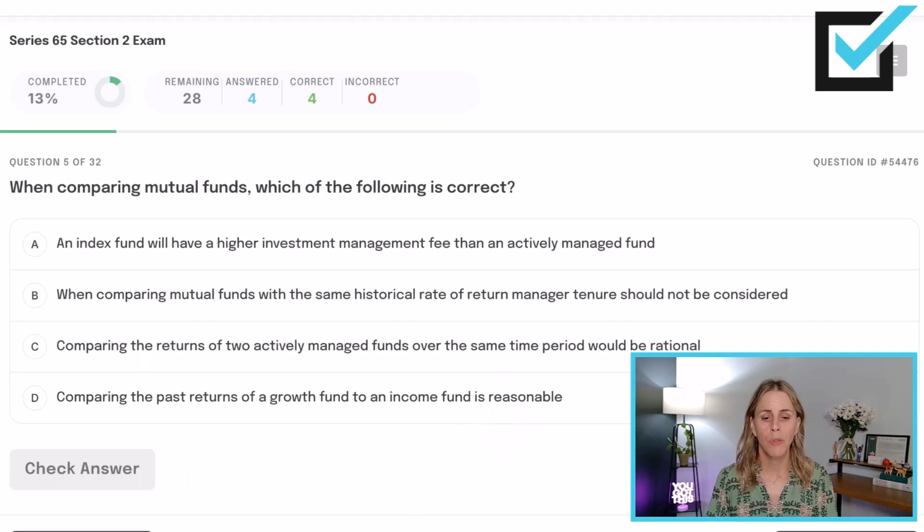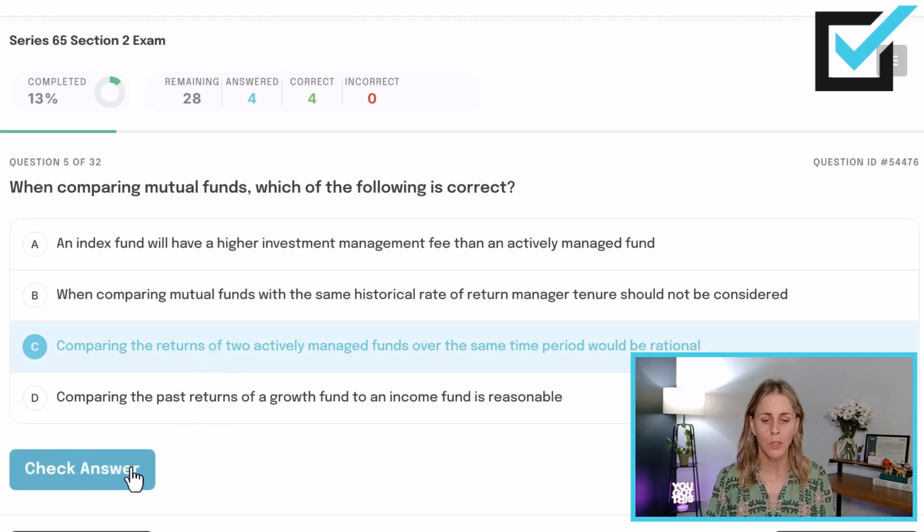When comparing mutual funds, which of the following is correct? An index fund will have a higher investment management fee than an actively managed fund. When comparing mutual funds with the same historical rate of return, manager tenure should not be considered. Comparing the returns of two actively managed funds over the same time period would be rational. Comparing the past returns of a growth fund to an income fund is reasonable. The only one of those that makes any sense at all is comparing the returns of two actively managed funds over the same time period would be rational. Yes.